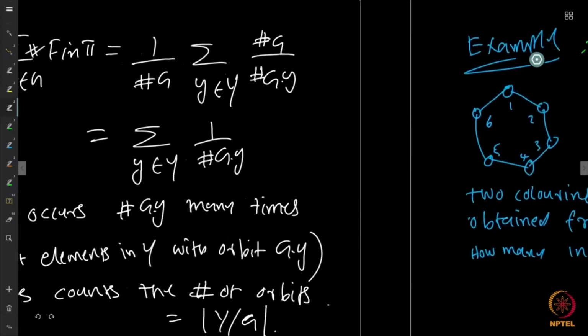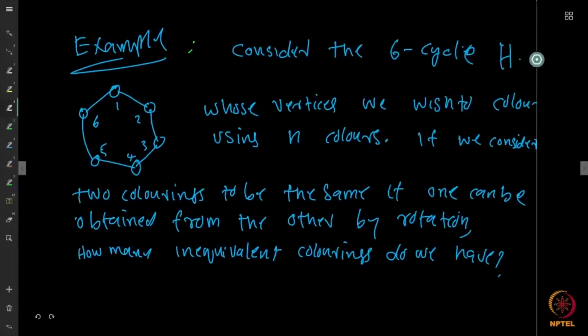Now let us look at an example. Let us look at the 6-cycle, let us say H, which is for hexagon, whose vertices we want to color using n colors. So you are looking at a regular hexagon where all the sides are equal, so that there is a symmetry. Now we want to color the vertices using a set of n colors.